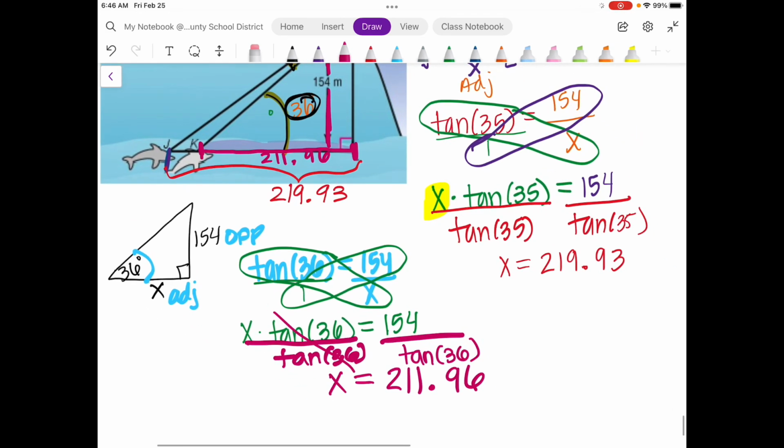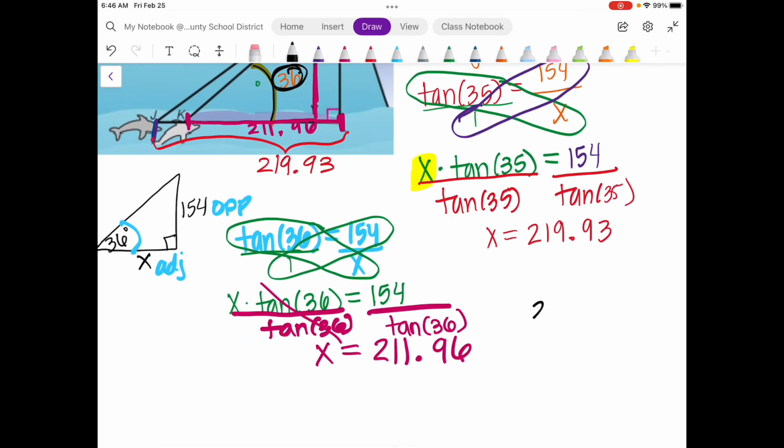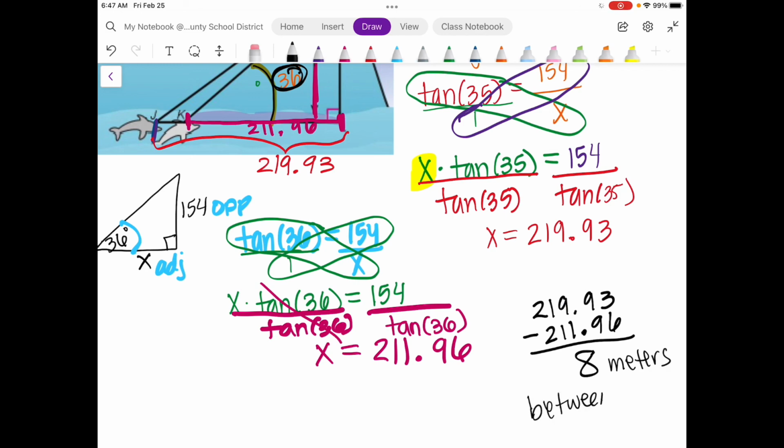So now our very last step is to find the difference between the two. So we're going to take the 219.93 and we're going to subtract the 211.96, and we are going to round to the nearest meter. So this one is going to round to 8. So there's 8 meters between dolphins. That's what we were looking for, and that is our final answer. That's the end of this video.